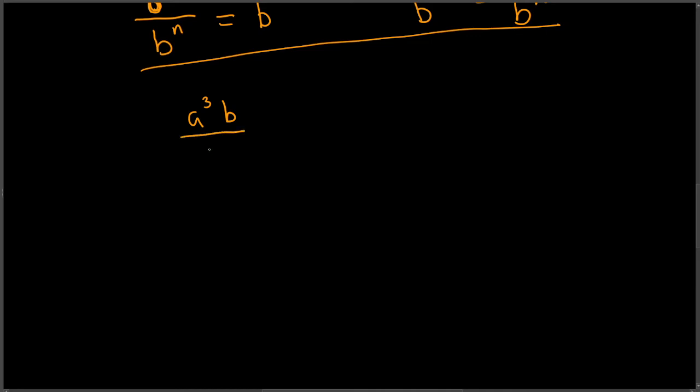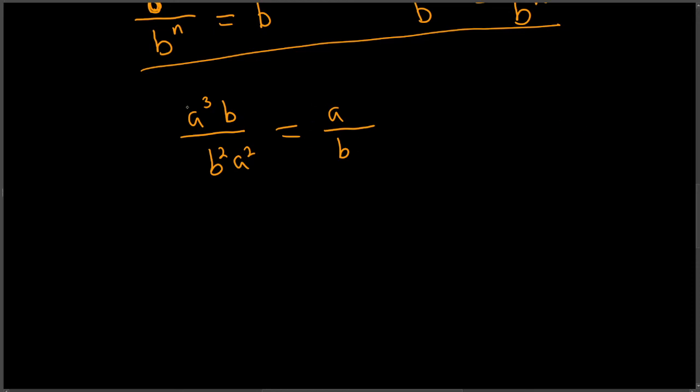So this is what we got upstairs and downstairs. I'm going to start looking at A. The bigger power is upstairs, so when I do the subtraction, the A is going to stay upstairs, and 3 minus 2 is A to the first. The bigger power is downstairs for B, so when I do the subtraction, B is going to stay downstairs, and 2 minus 1 is 1.